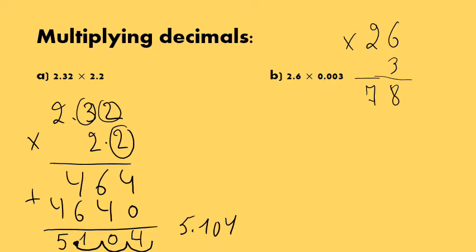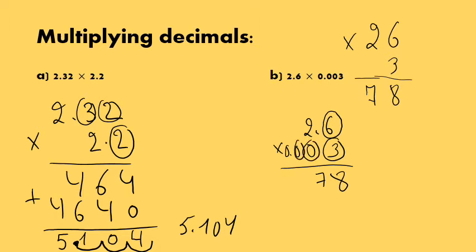So now how many decimal places do we have? 2.6 times 0.003. We're going to get 78. We have in the decimal part 1, 2, 3, 4. So we move 1 and 2 and 3 and 4. So the decimal point will be here. We fill the empty places with 0. Okay. So the answer is 0.0078.